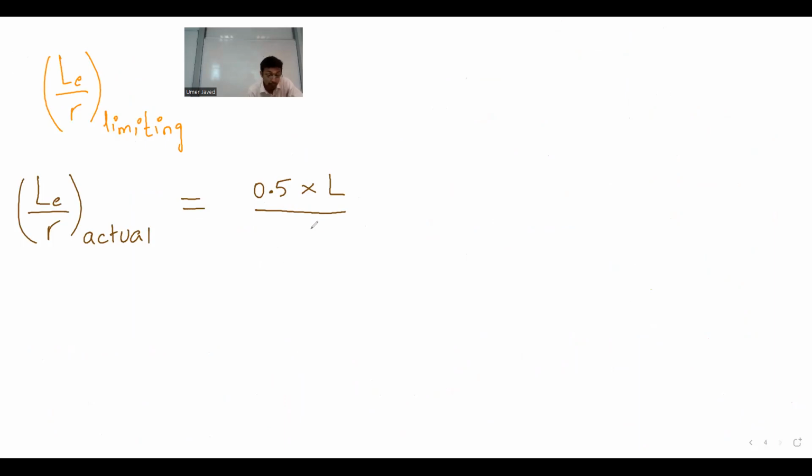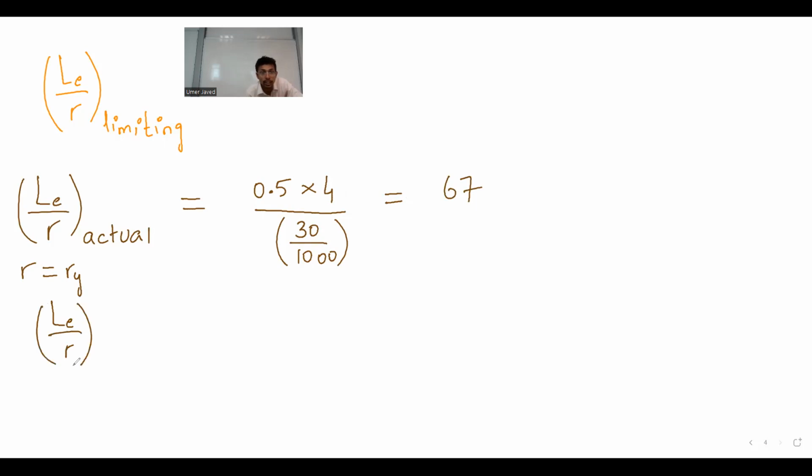The R value is R equal to RY. And what was RY? 30 by 1000. So let me write R equal to, again, we have to go for the smaller value. There is no debate. What is the total length? 4. Give me the value now. I think you already gave me. I appreciate it. So I will write LE over R actual is 67.